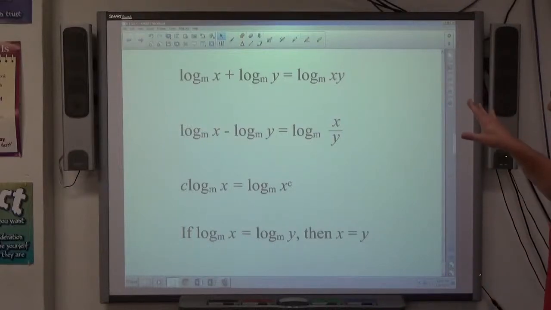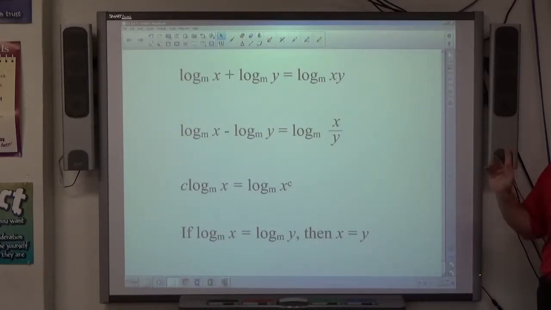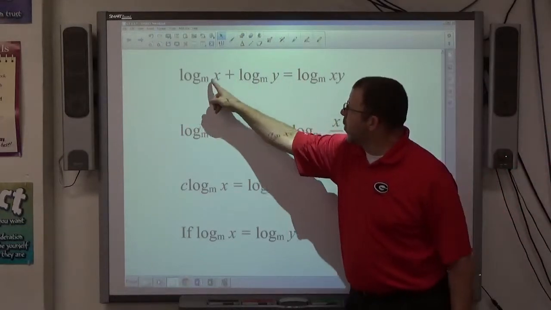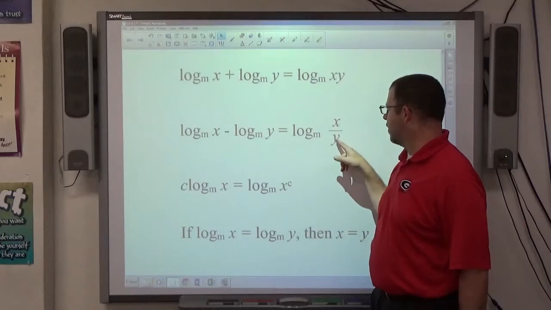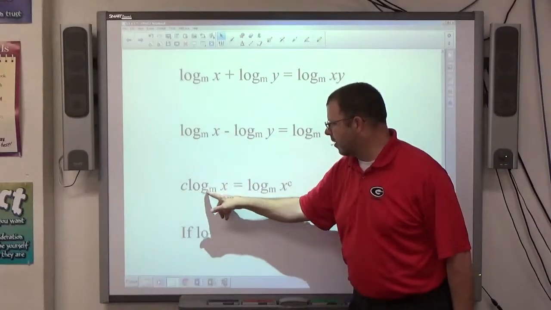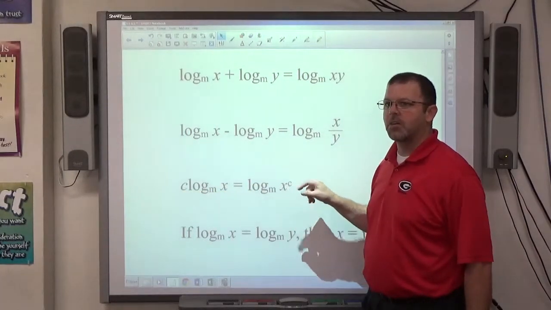Okay, first thing I want to bring to your attention, logarithmic equations. You want to have these properties in mind when you're doing logarithmic equations. And that's on a sheet I've given you in the past, so I'm not going to print it off again. But if two logarithms are being added together, you multiply the arguments. If two logarithms are being subtracted, you divide the arguments. If there's a constant in front of a logarithm, that becomes the power of the argument.